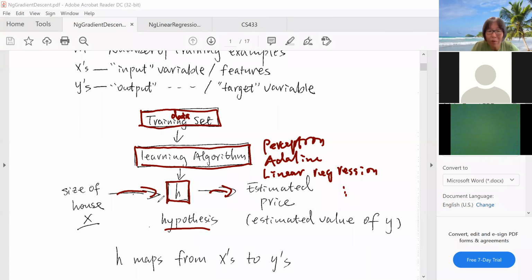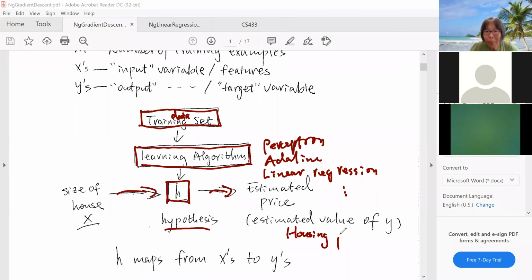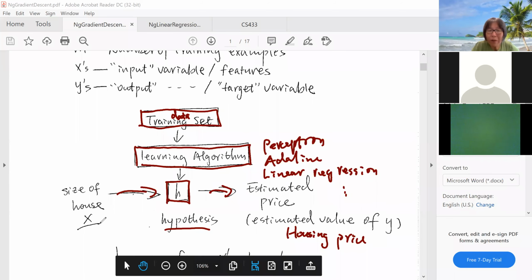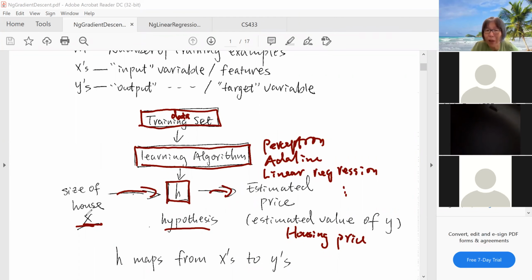And then testing. For linear regression, the example we are going to use is a housing price. For the housing price, the single feature we use as input is the size of the house, like the square foot, and the output is the price. We want to predict the price based on the size of the house.